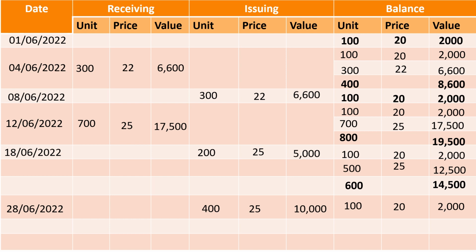Now we are left with 100 units at 20 rupees, which is 2,000, plus, since we have issued 400 units out of the 500, we are left with just 100 units at 25 rupees. So the value is 2,500. Altogether we are left with 200 units with 4,500 as at 28th June.